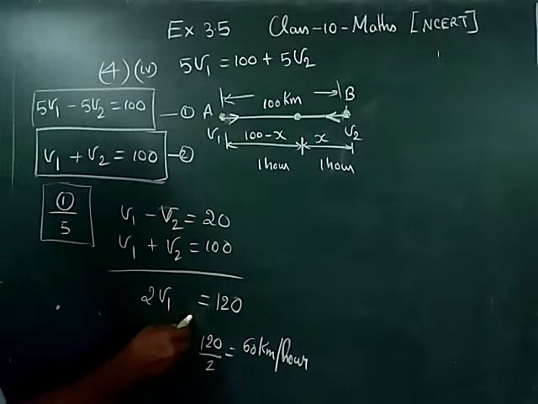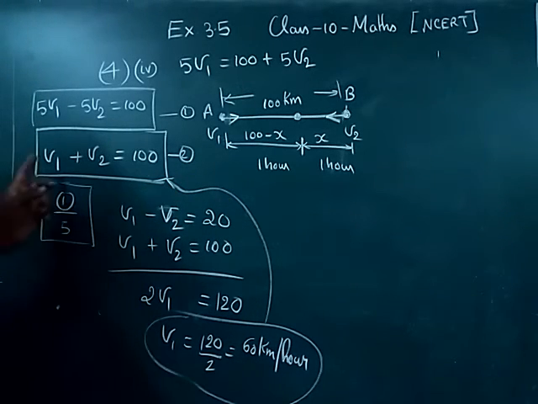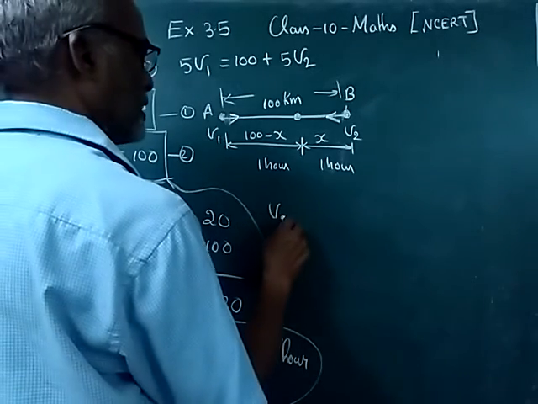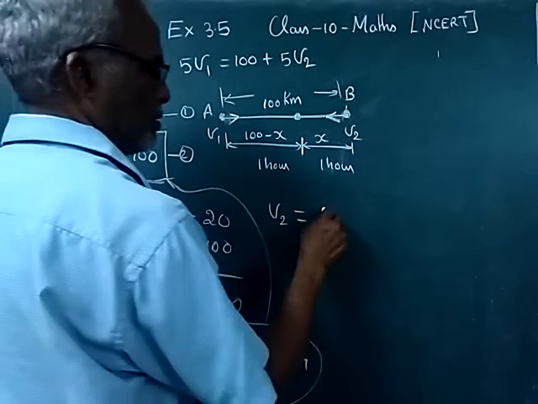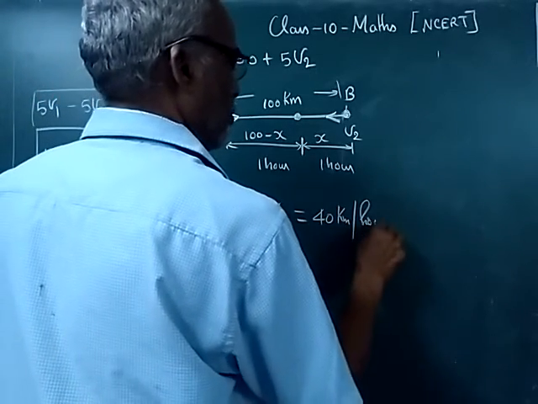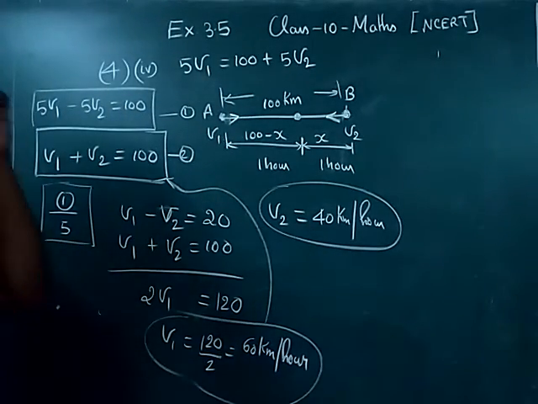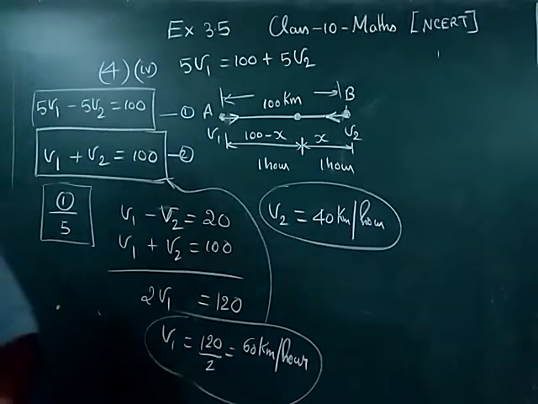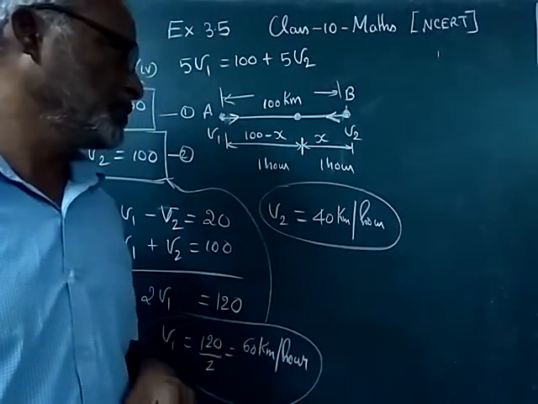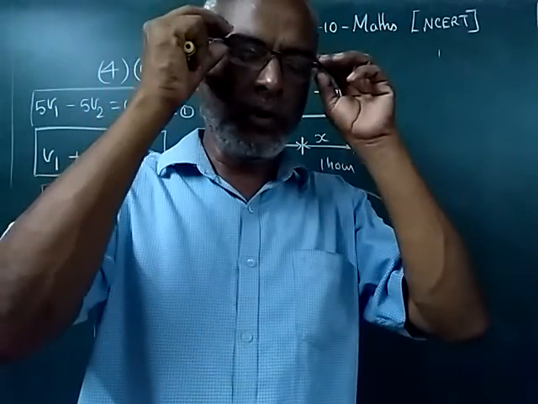If you substitute this value in the second equation, V1 plus V2 should give you 100. So what is V2 value? Speed of the second car is 40 kilometers per hour, because 60 plus 40 will give you 100. So this is the speed of the cars. Car A, the speed is 60 km per hour. Car B, the speed is 40 km per hour. That's all about the method of solving this problem.